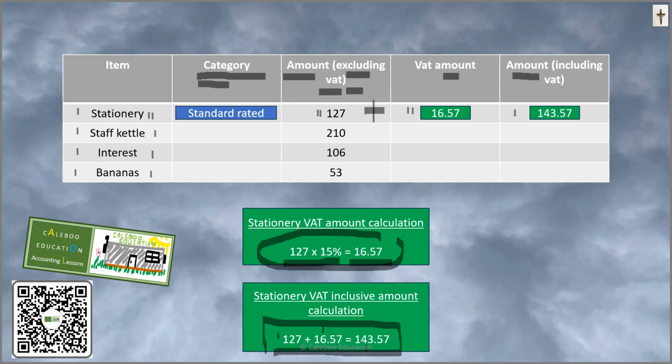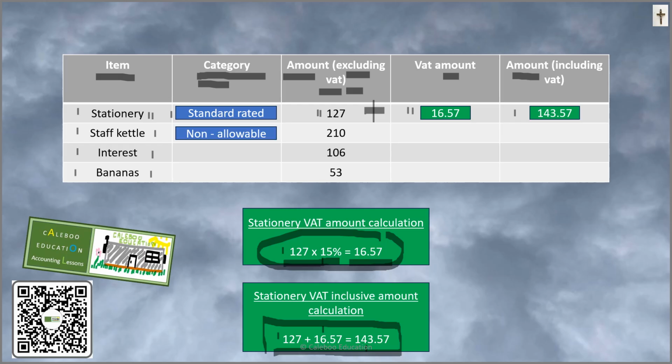If I want to calculate the VAT amount, I take the amount excluding VAT and I multiply it by 15%. I will do a whole video on VAT calculations. It will be the next one in this series. But here in this table, I'm basically just looking at identifying the different categories of the items that are given.